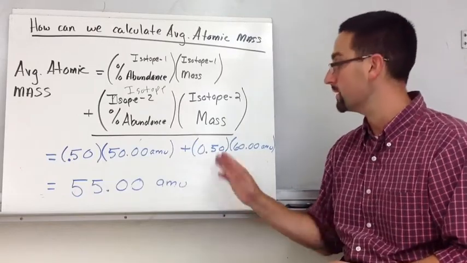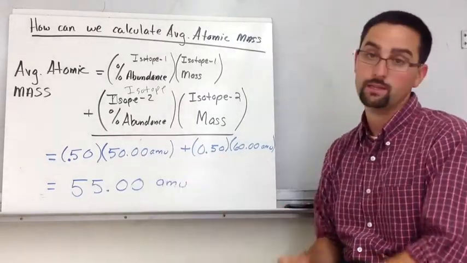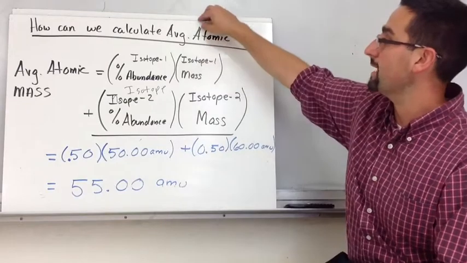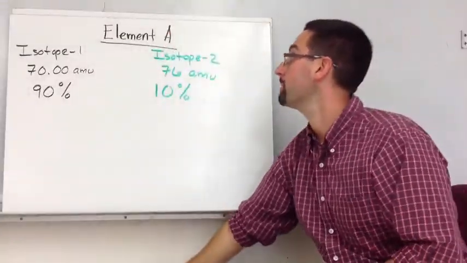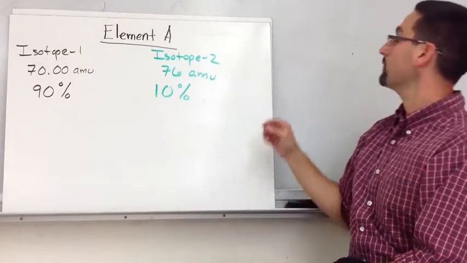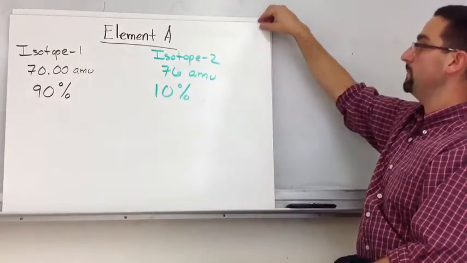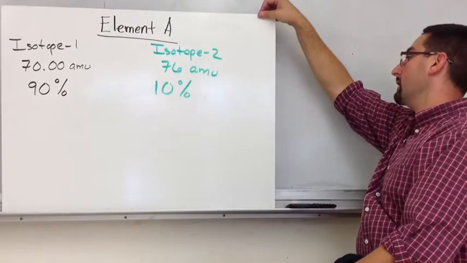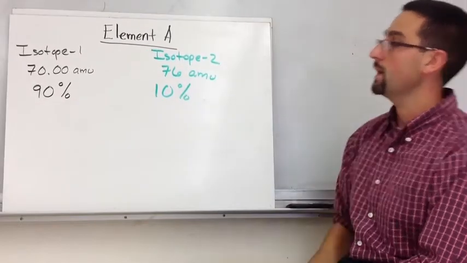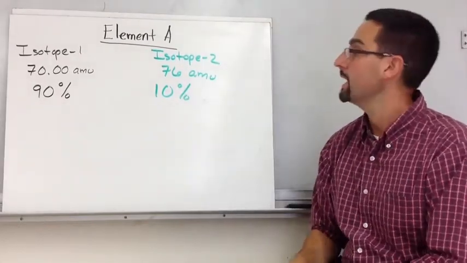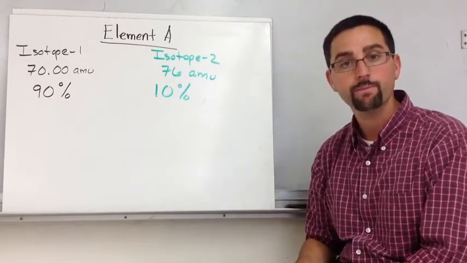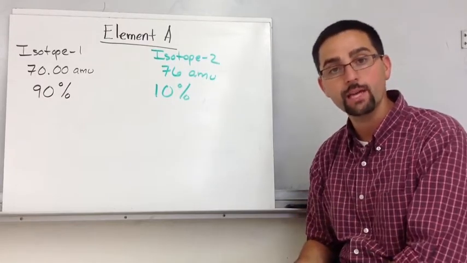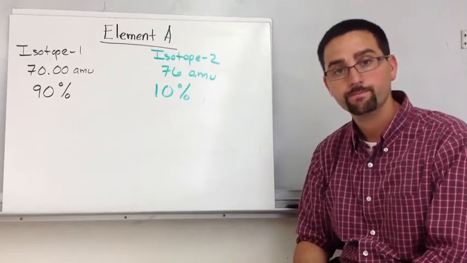This is simple because it's 50-50. We can simply take the average. But what if it's not always 50-50? In most cases, it's not. Right? For example, if we calculate element A, I'd like you to pause the film and find the average atomic mass of element A. So at this time, pause the tape, and we'll go over the answer.